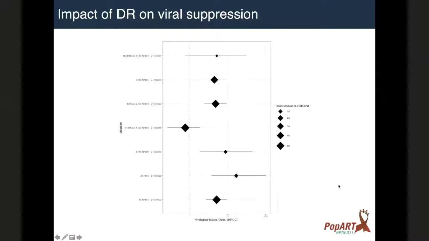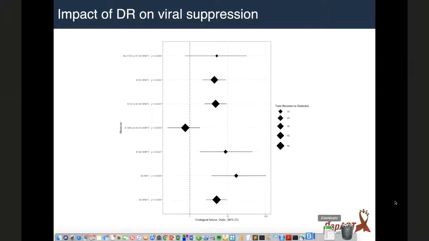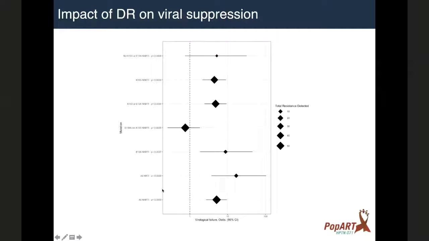So overall, the impact. This is just a slide to show the impact that drug resistance appears to be having within PopART at the moment on the odds of virological failure, depending on whether or not we observe only non-nucleoside reverse transcriptase inhibitor (NNRTI) resistance, NRTI resistance, and some of the individual mutations up at the top.